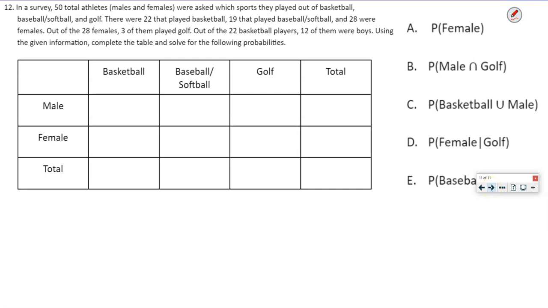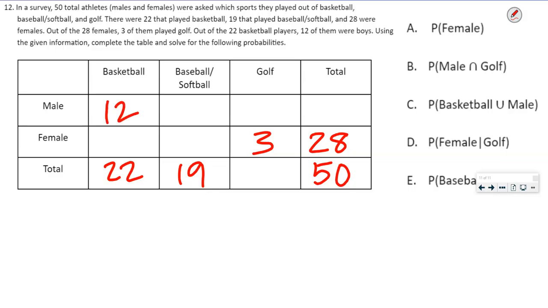Okay. So in a survey, 50 total athletes, males and females, are asked which sport they played out of basketball, baseball, softball, golf. All right, so we know that there's 50 total athletes, okay? There were 22 that play basketball. So we got 22 here, 19 that played baseball, softball, and 28 females. Okay? It says out of the 28 females, 3 of them play golf. Out of the 22 basketball players, 12 of them were boys. So that means they're males, right? Okay, we're good. All right, it says using the information, complete the table.